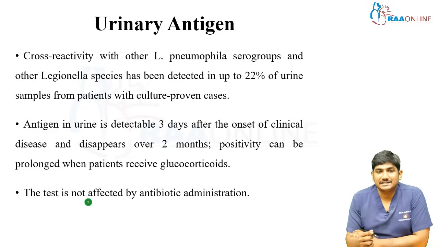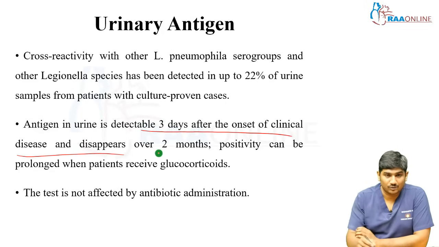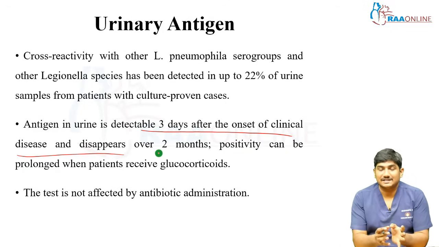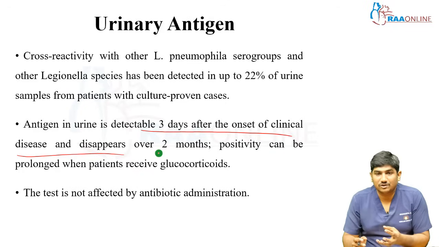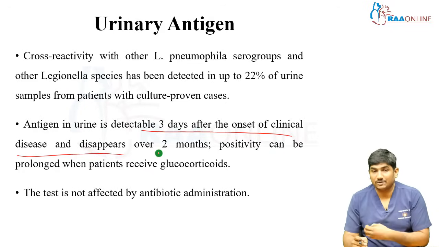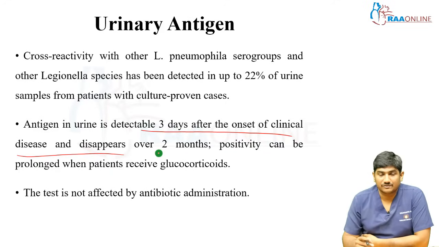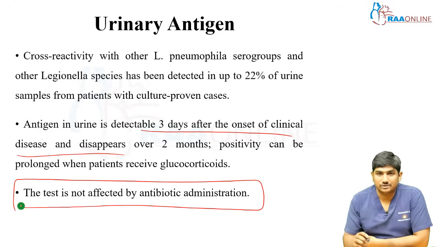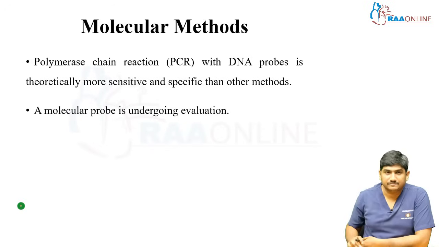Okay, but antigen in the urine is detectable 3 days after the onset of disease. Okay, this is also very important. You can't do it at day 1, and it can usually persist for up to 2 months. So if the patient is discharged and comes back to you within a week or 2, and you repeat the urine antigen, it can still be positive, because it takes really 2 months for the urine antigen to disappear. Positivity can be prolonged when patients are given glucocorticoids. Okay, and very, very important, this is your exam question, dear friends: this urine antigen test is not affected by antibiotic administration.